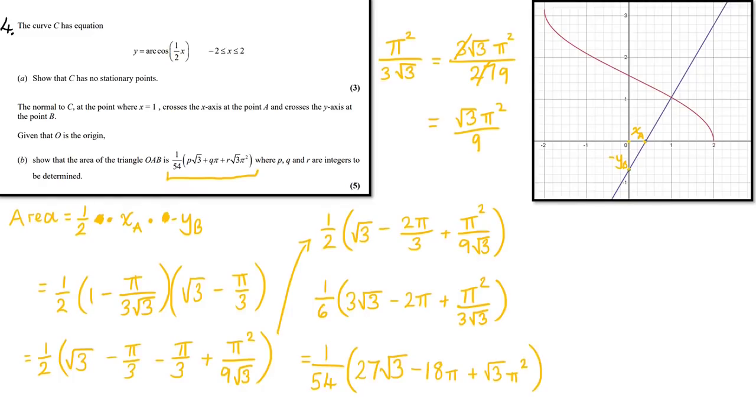So now we can simply see what the values of P, Q, and R are. So P here is the coefficient of this root 3, which is 27. The Q is the coefficient of pi here, minus 18. And then finally for R, that's the coefficient of this root 3 pi squared, which is just simply 1. Okay, so R is equal to 1 there. And there we have it. So that's the area of the triangle OAB, giving us P, Q, and R, and the final 5 marks there of question 4.